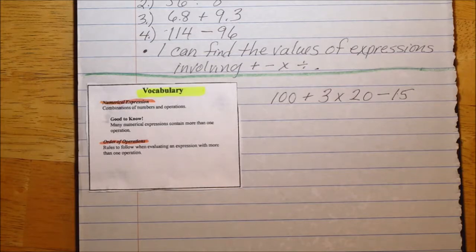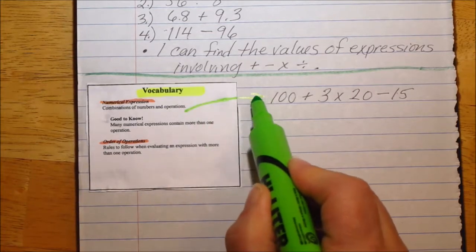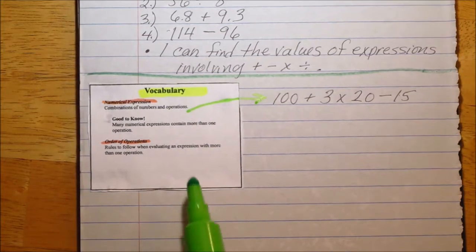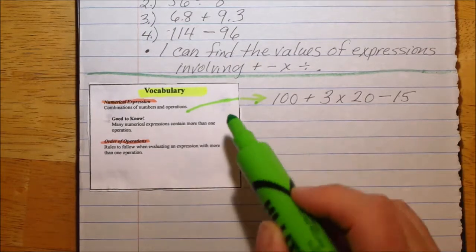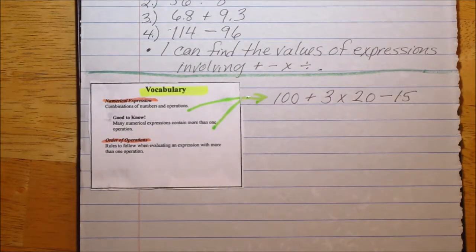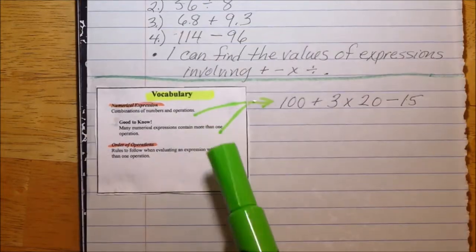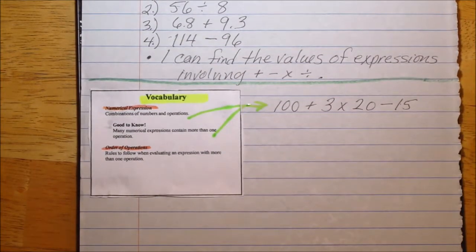Okay. Now, when we get down to order of operations, actually, I'm going to take my green highlighter here and highlight this example of what they're talking about. It says down here, good to know, many numerical expressions contain more than one operation. And we've shown that in here as well. So I'm just going to connect these two things in the notes to this example right here. So we'll highlight that up there.